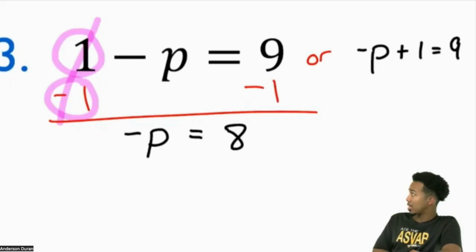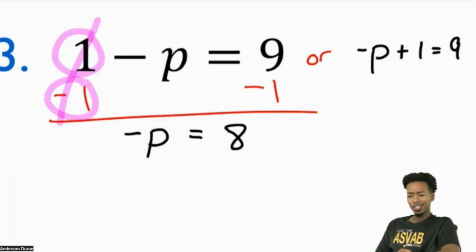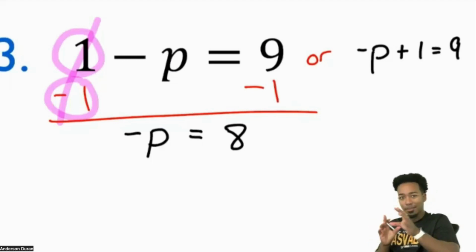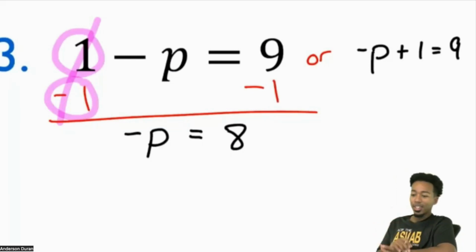So with that said, what do we do now? This looks a little weird, right? Is this the final answer? Is it P equals 8? Right, we can't keep it negative. It has to be the variable, not a negative variable, just the variable. Right, so what do we do here?